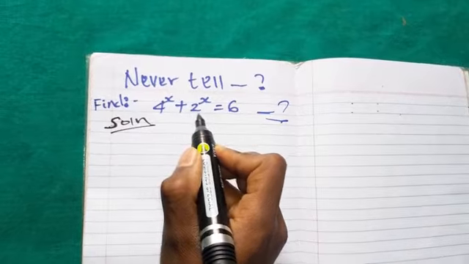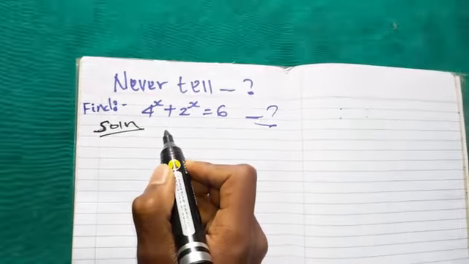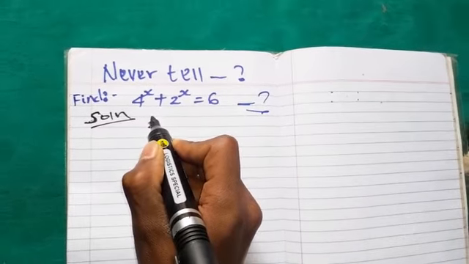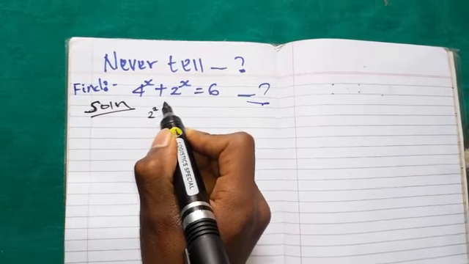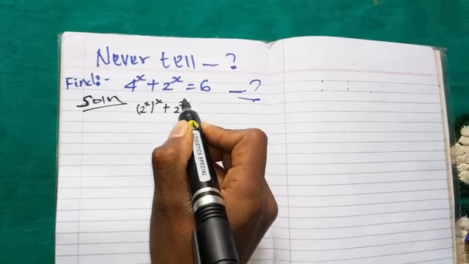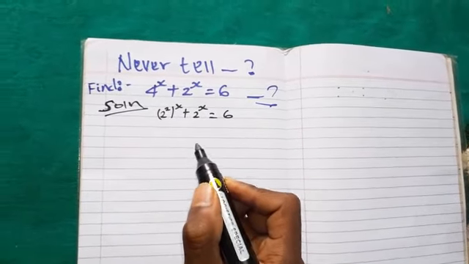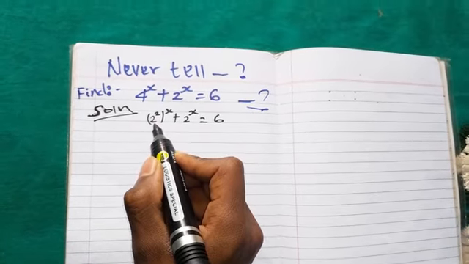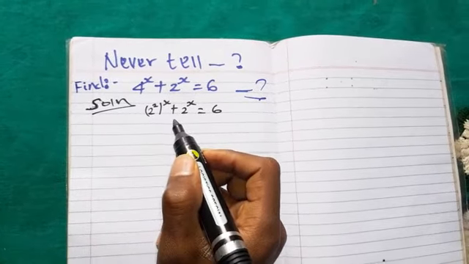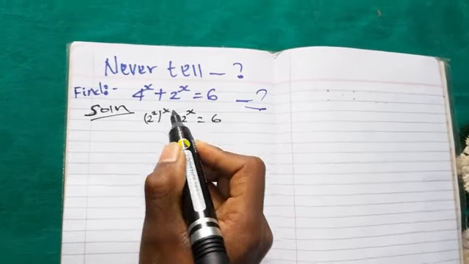For 4 to the power of x plus 2 to the power of x, let's put the base the same. 4 to the power of x plus 2 to the power of x is equal to 6. Let me rewrite the base to be the same. This 4 becomes 2 squared, so let's also rewrite this x.